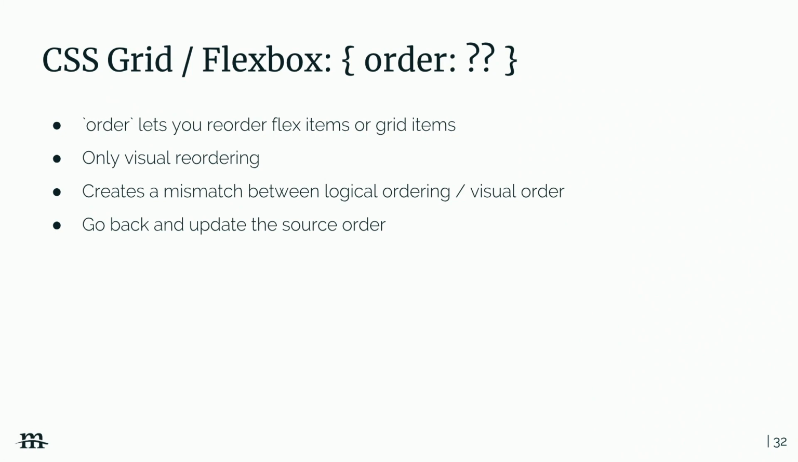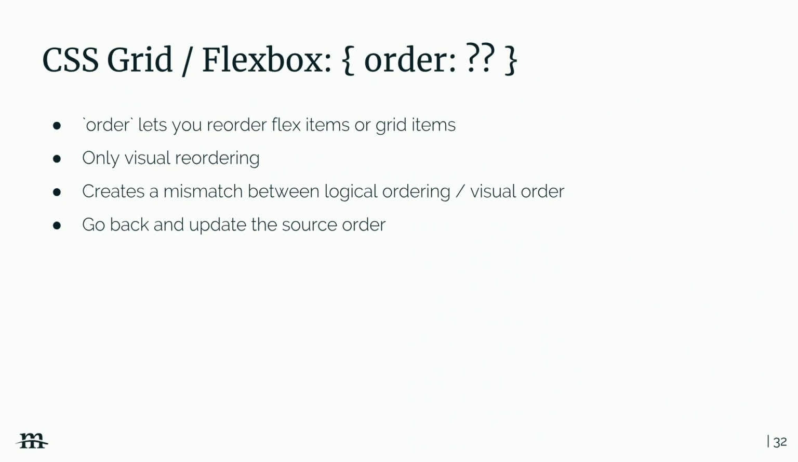So one of the powerful parts of this is there's an order attribute, and it's part of Flexbox and it's part of CSS Grid. And what the order attribute lets you do is it lets you manually reorder the content inside of a grid layout or a flex layout.